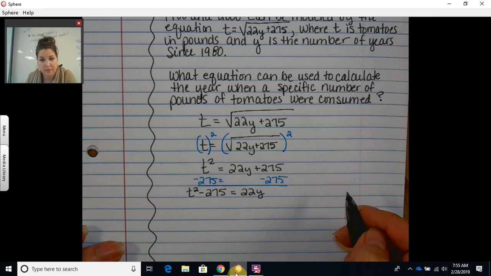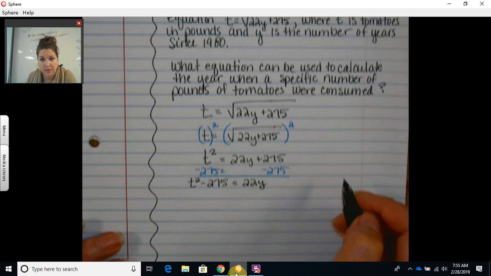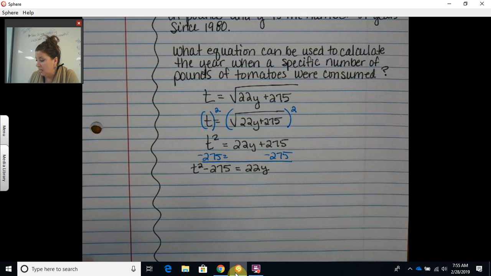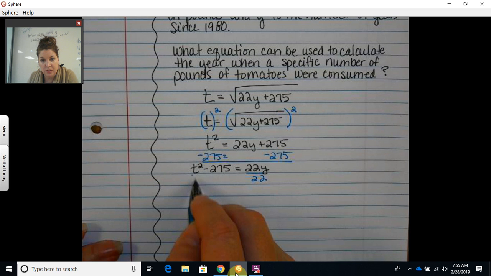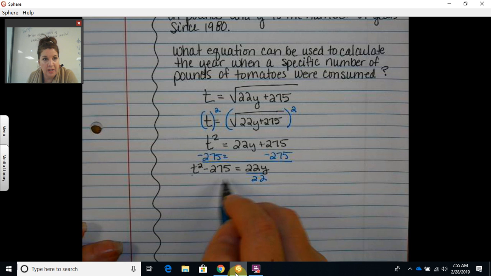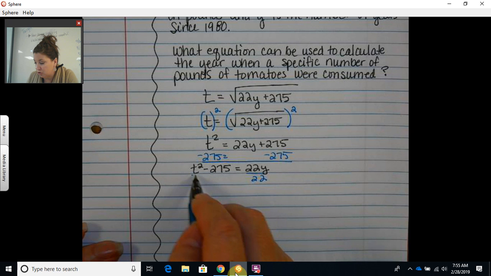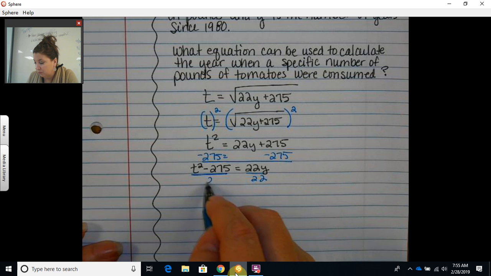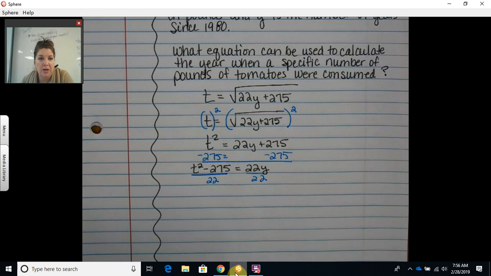Now what do I do? Divide by 22. Now on the left side, I can do t squared divided by 22 and then negative 275 divided by 22. Or I can just draw one big line so that they're both divided by 22. But you have to remember, both terms are being divided by 22. So if you're going to forget that, then just do it separately. Do t squared divided by 22 and negative 275 divided by 22.